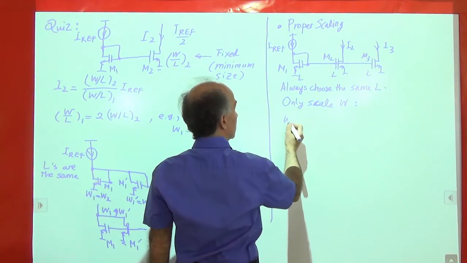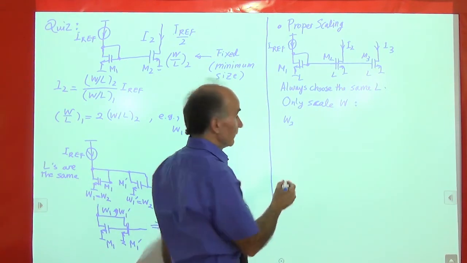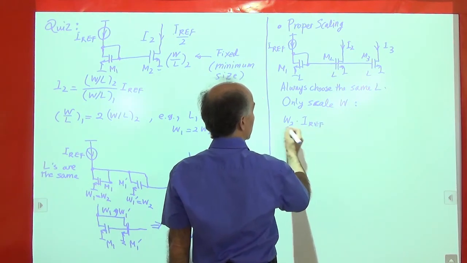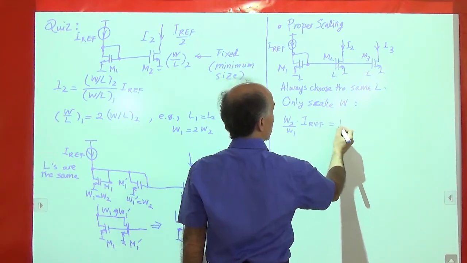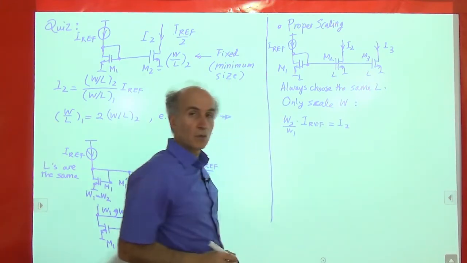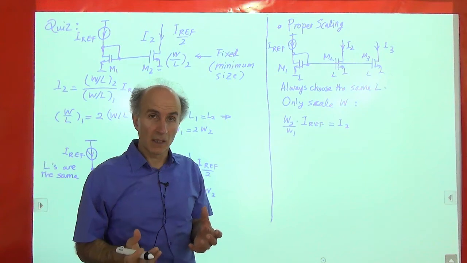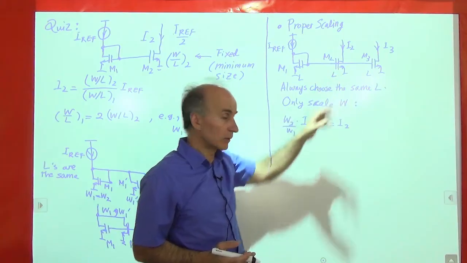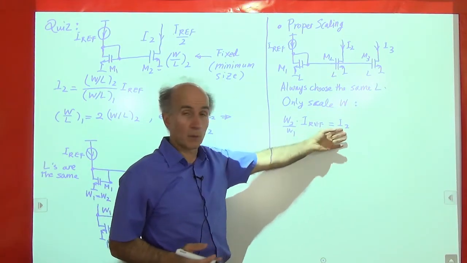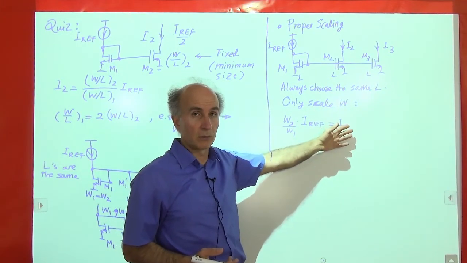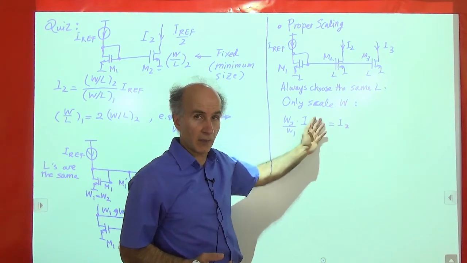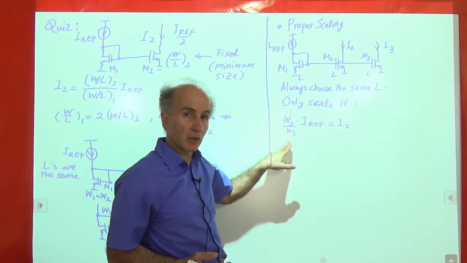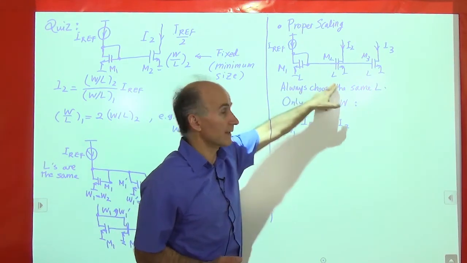So we see that W2 over W1 times IREF gives us I2. So I know how much I2 I need, and I have chosen a certain W1. So I will go ahead and choose W2 according to this ratio to get what I need. So for example, if I want to triple Iref, this has to be 3, so W2 will be 3 times W1. The lengths will all be the same.